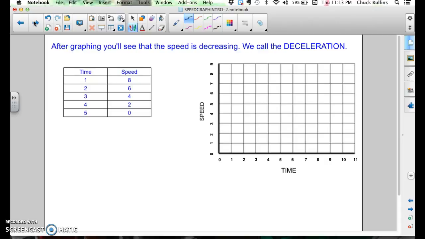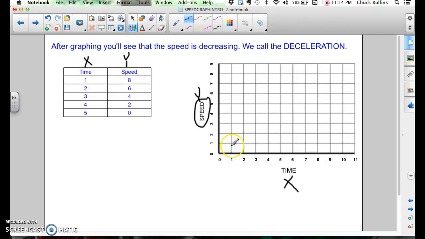If you can get faster, obviously you can get slower, and they're not going to use the word slower. But let's watch what this object does. Someone measured at 1 minute and realized that this object was going 8 miles an hour. I will label my axis. I will circle speed just to remind myself that this is a speed time graph. So at 1 minute, this object was going 8 miles an hour.